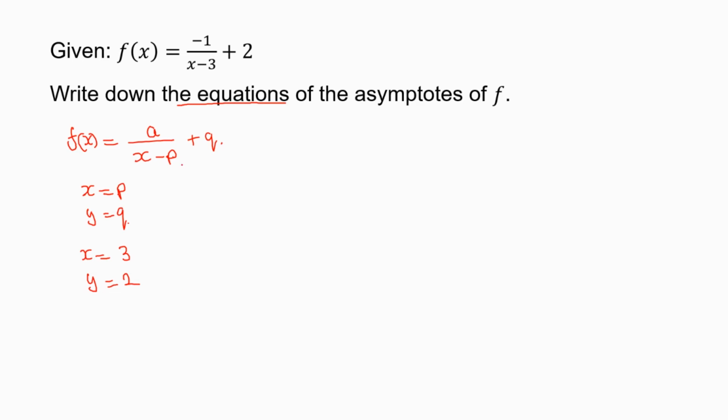Please take note, the p here will change its sign. If it's negative in the equation, it's going to be positive on the graph. If it is positive in the equation, it's going to be negative on the graph.